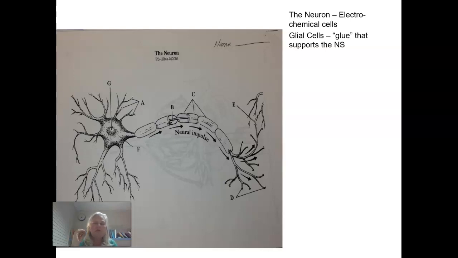Another cell in the nervous system is called a glial cell. Glial cells are like the glue, which is kind of what it sounds like, that supports the nervous system. It's the place that takes up the space between our neurons in the brain and in the nervous system.